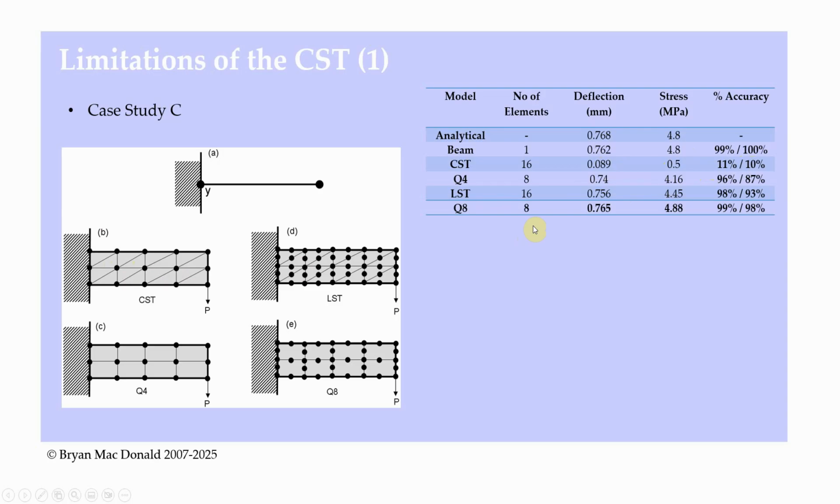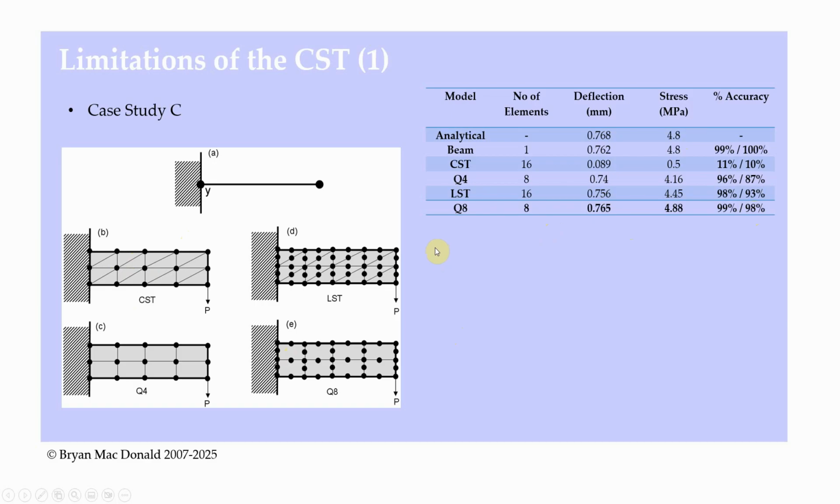If you compare that, for example, to the Q4 element, of which we've only got 8, less than we have of constant strain triangles, we actually get a 96% accuracy in terms of deflection and an 87% accuracy in terms of stress. And then even better again, the Q8 elements, the 8-node quadrilaterals, with only 8 of those, we get 99 and 98% accuracy. So the obvious route here would be to have more of the constant strain triangles and see how many we need to get closer to our analytical result.